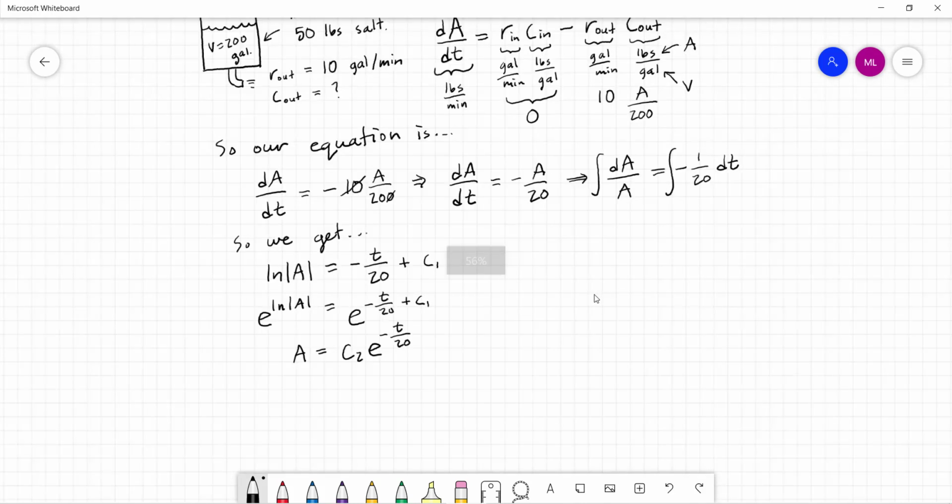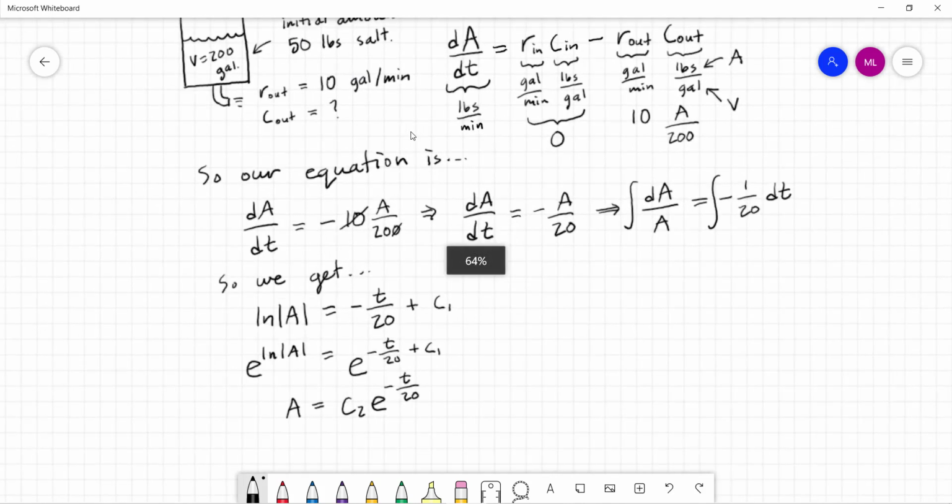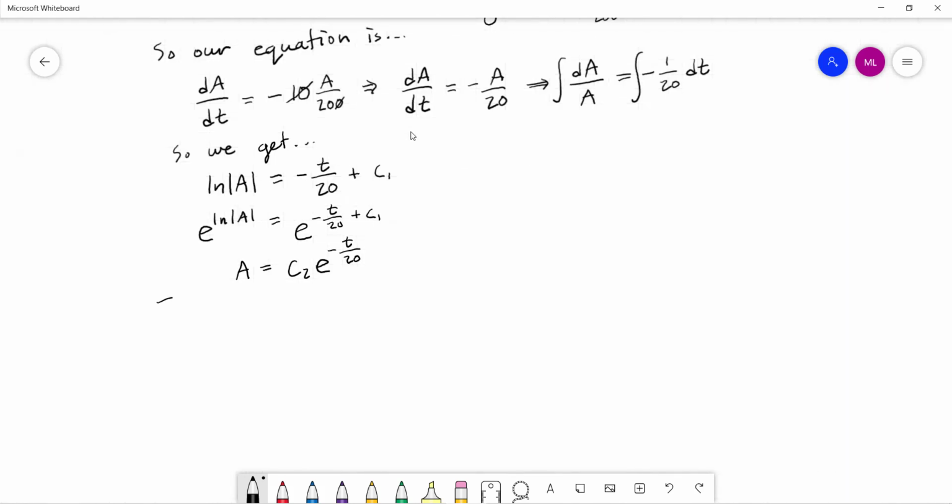So here is our setup up here. Here's the solution down here. We have one unknown, and that one unknown can be solved for by using our initial condition. Our initial condition is written right here. So if I were to rewrite back up with the equation, what is the corresponding initial condition? The initial condition is that the amount of salt at time 0 was 50 pounds.